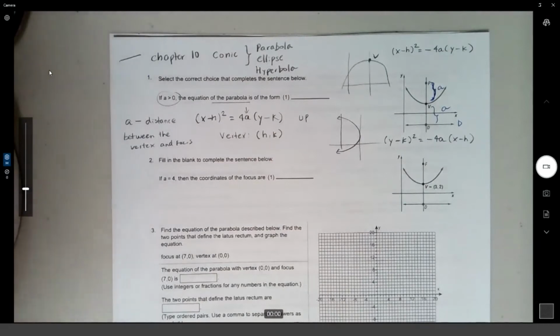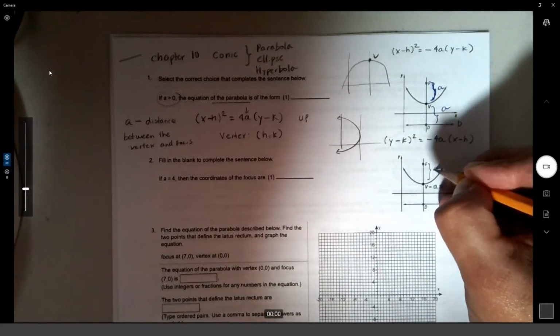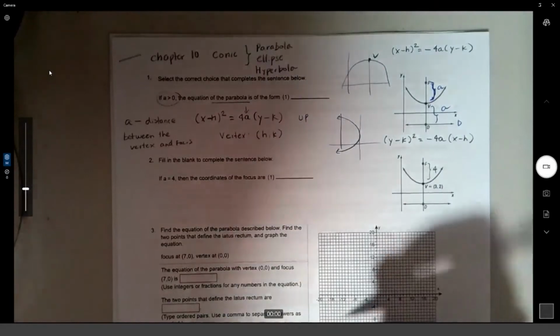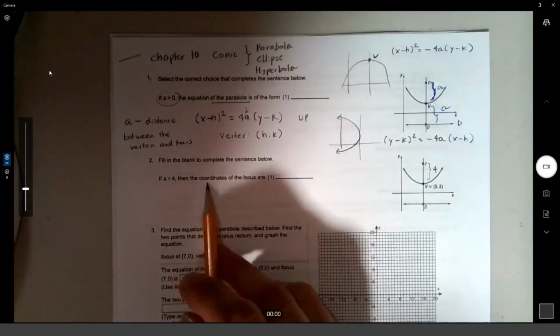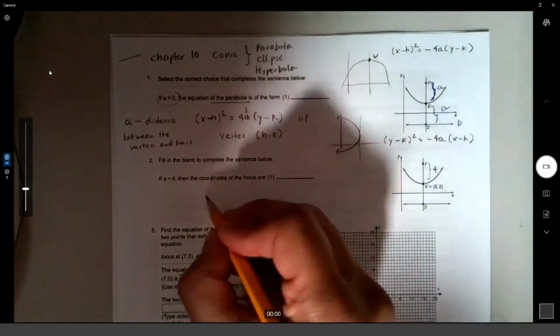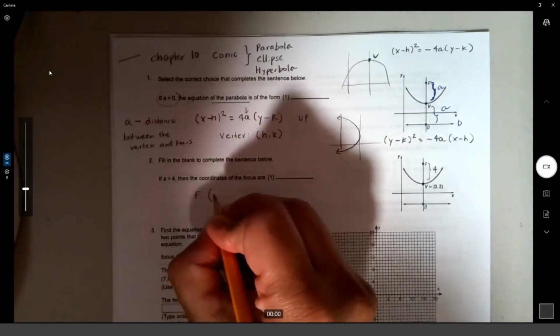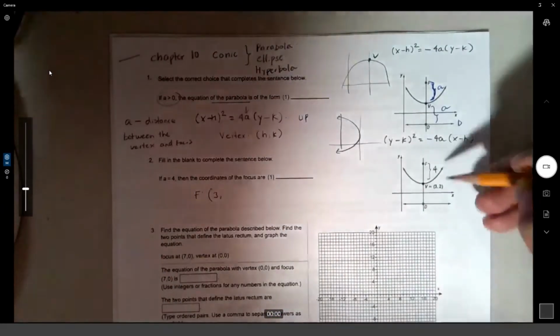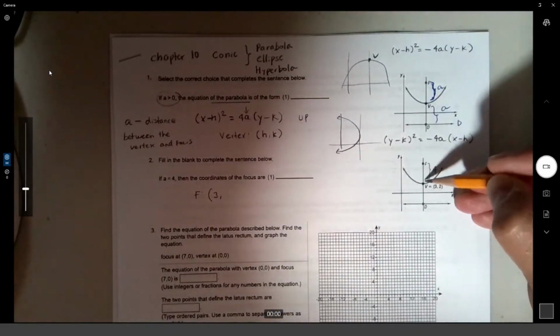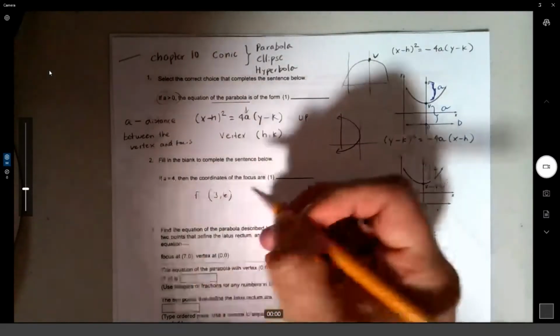So moving on to question 2. If A is equal to 4, in other words, this distance from here to here is 4, then what are the coordinates of the focus? Well, in this case, the x value will remain the same. So the focus will have an x value of 3, but it will be 4 units up from 2. So that will be 6.